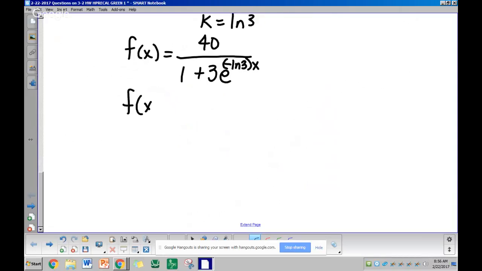Now, I know your book had it written the other way, but let's see what happens here. If I go 40 over 1 plus 3e, may I say that this is the same as saying ln of 3 times negative x, is that equivalent? So what happens here? Right, but because then that would just be 3. It's like negative 3, then that means. Yeah. Yeah.